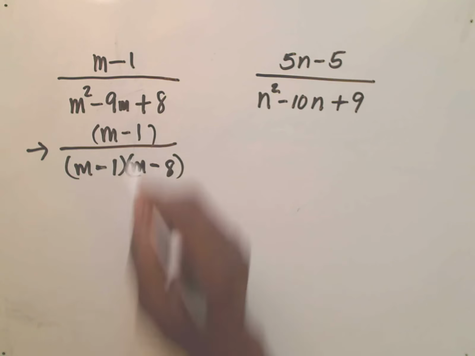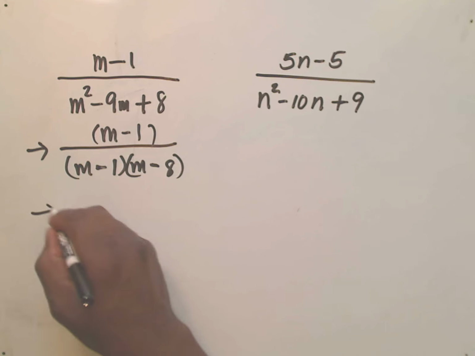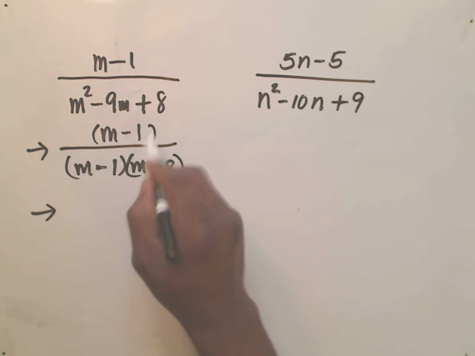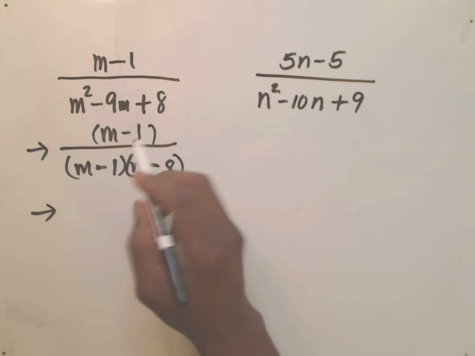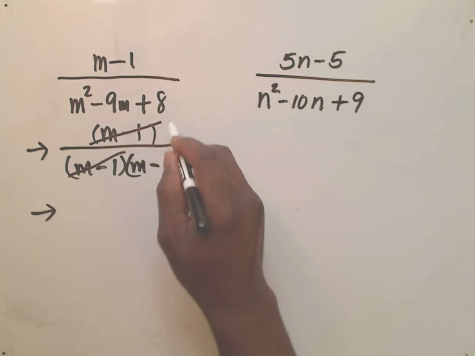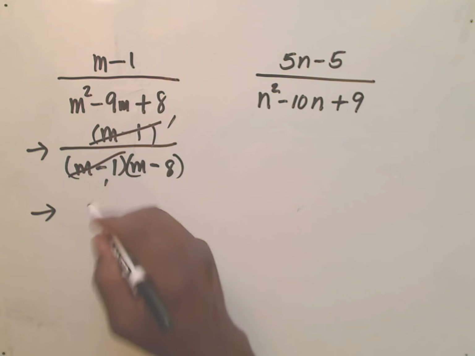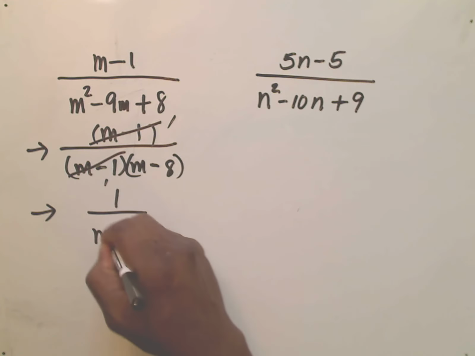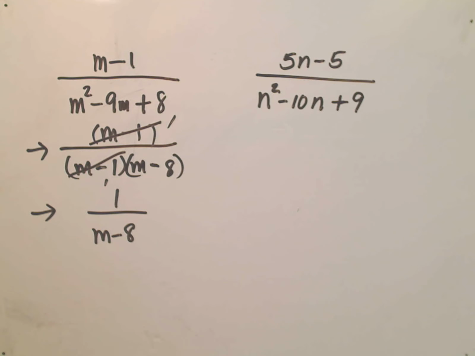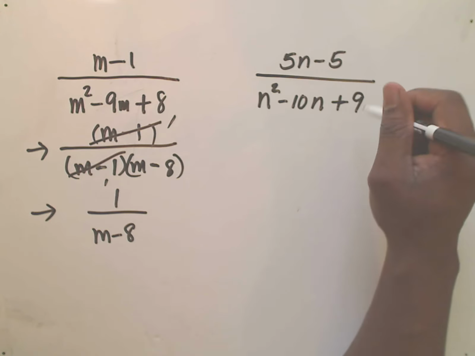Well, as it turns out, what happens is you have an m minus 1 in the numerator and m minus 1 in the denominator. So those m minus 1's cancel each other out. You're left with a 1 in the numerator and an m minus 8 in the denominator. Isn't that pretty?